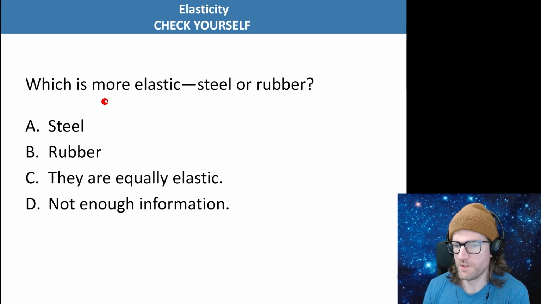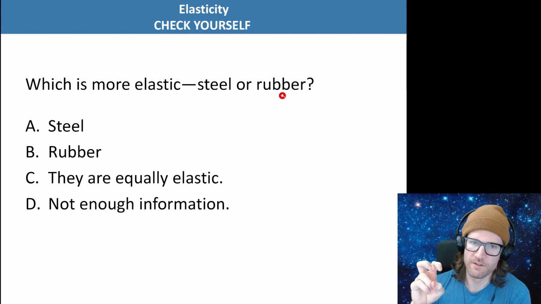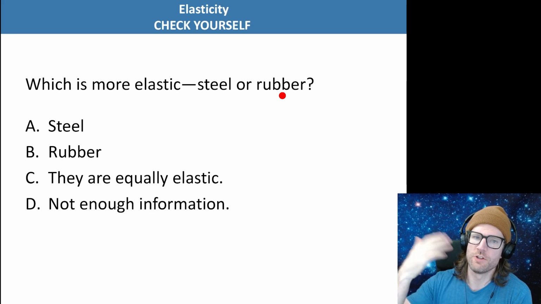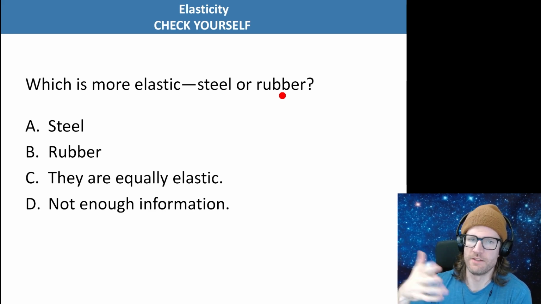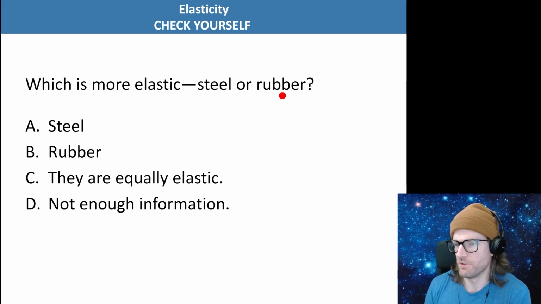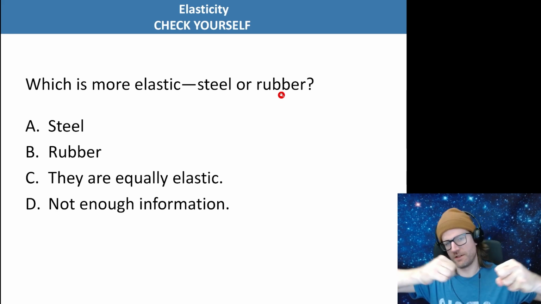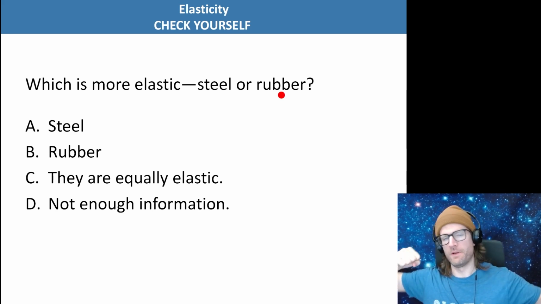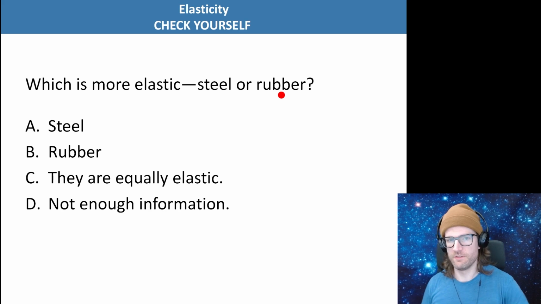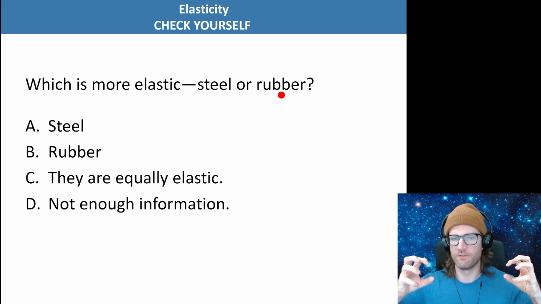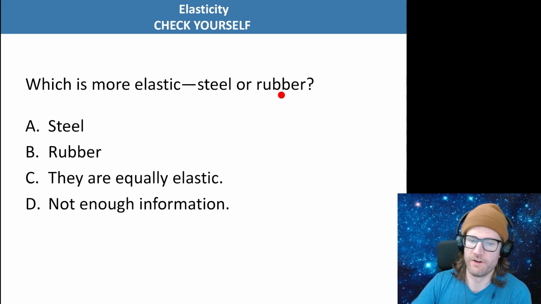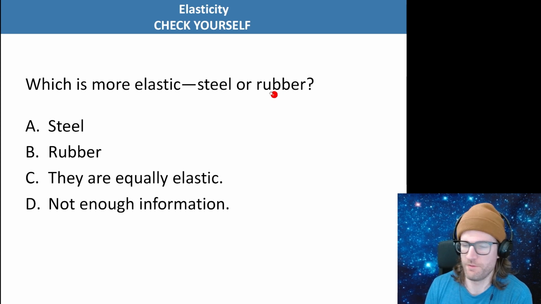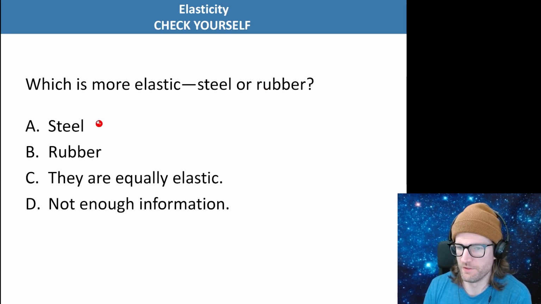Okay, which is more elastic, steel or rubber? What we mean by more elastic here is which one has a larger force that it can handle and still stay elastic. So obviously rubber is very elastic because it can stretch, but it can't handle much force, whereas steel can handle lots of different forces, very, very high forces, and still hold its shape. So that would be steel.